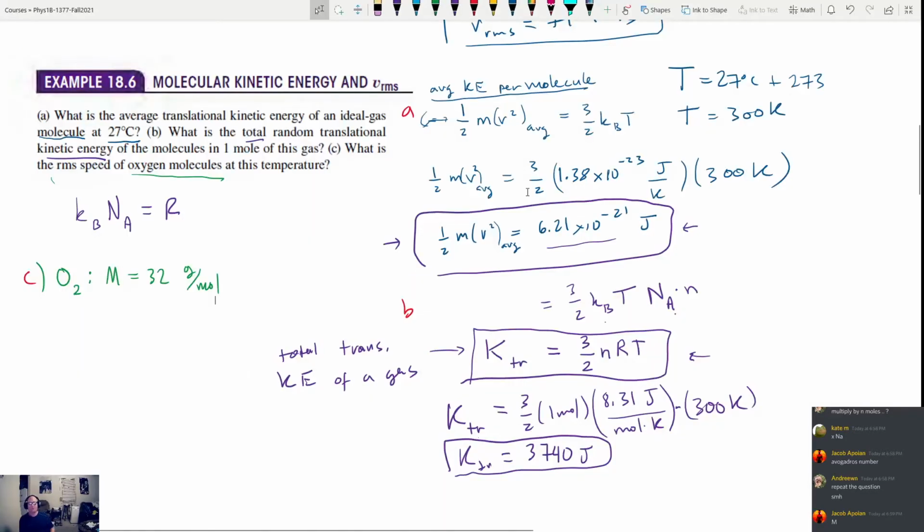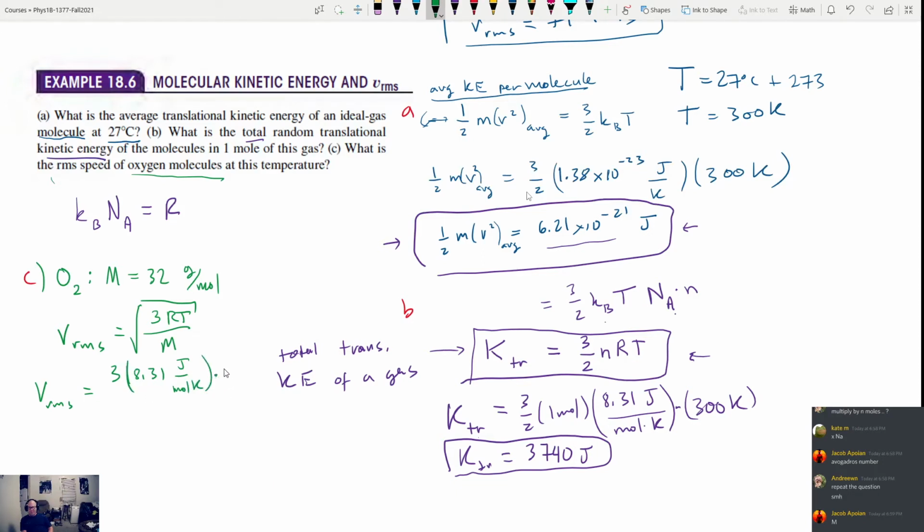So if we go back to here, then plugging that into our RMS equation, where VRMS was equal to the square root of 3RT over the molar mass, we get VRMS is going to be 3 times 8.31 joules per mole Kelvin, multiplied by temperature, which is 300 Kelvin, divided by the molar mass of oxygen, O2, which is 32 grams per mole. So we want to convert that to kilograms per mole, which we have to do because there's a joule up here and that has a kilogram inside of it.